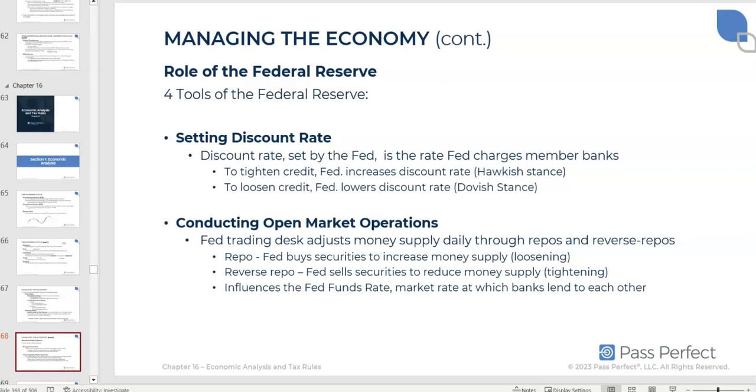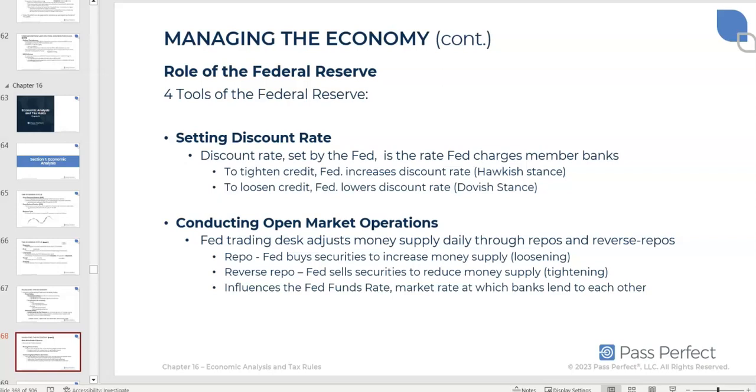But by doing so, what will happen is that the bank will sell its treasury bonds to the Federal Reserve. Now the bank has more cash. If the bank has more cash, now there's more money available to lend out to businesses to help them expand and grow their businesses.